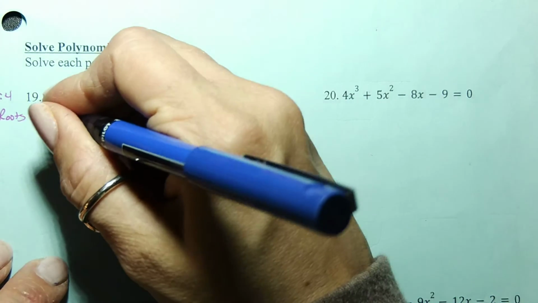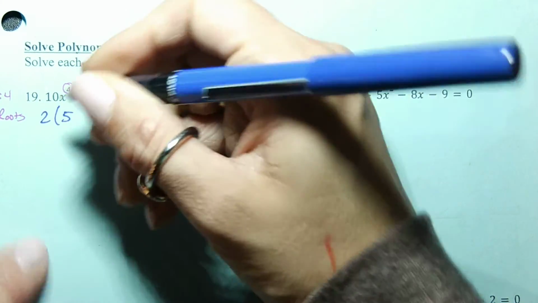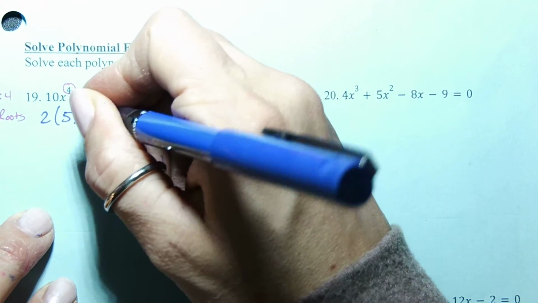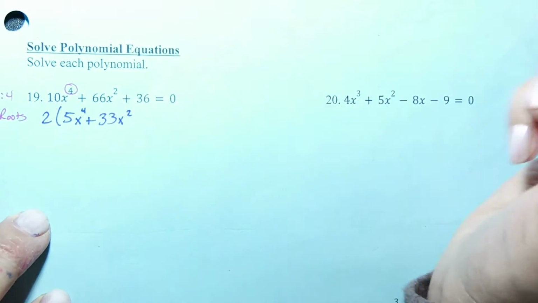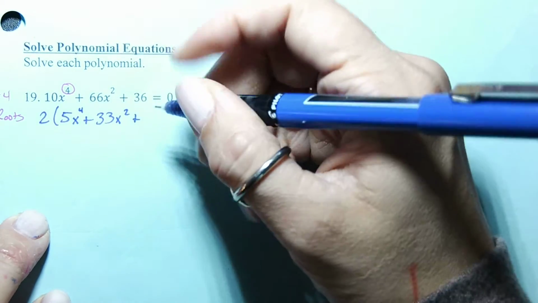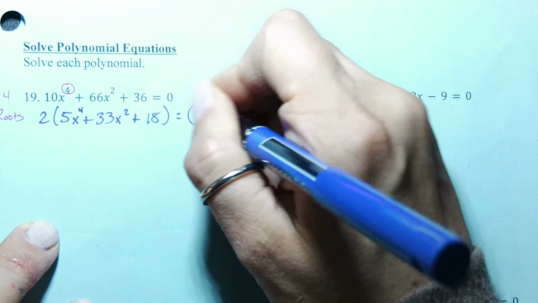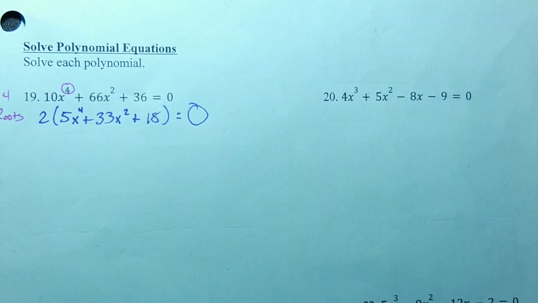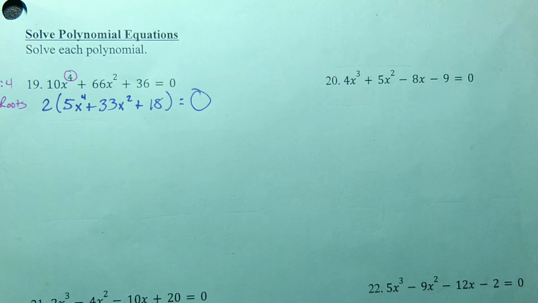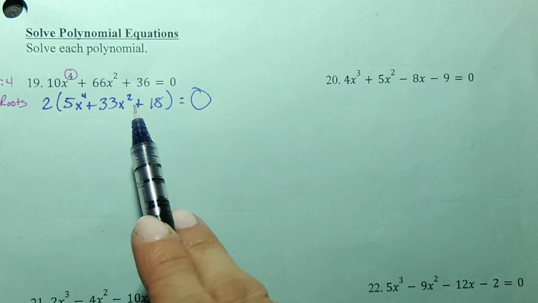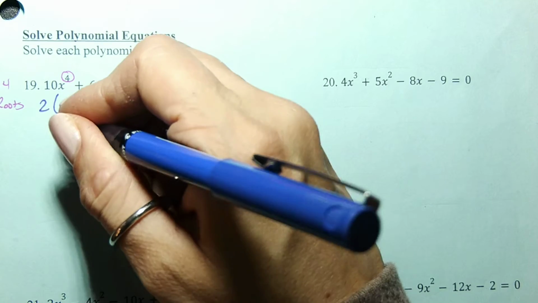So we take a 2 out. That leaves me with 5x plus 5x to the 4th plus 33x squared plus 18 equals 0. Can I factor this a little bit further? It's worth a shot, folks. So this has the setup of a fake quadratic. We go 4, 2, constant. So let's give it a shot.